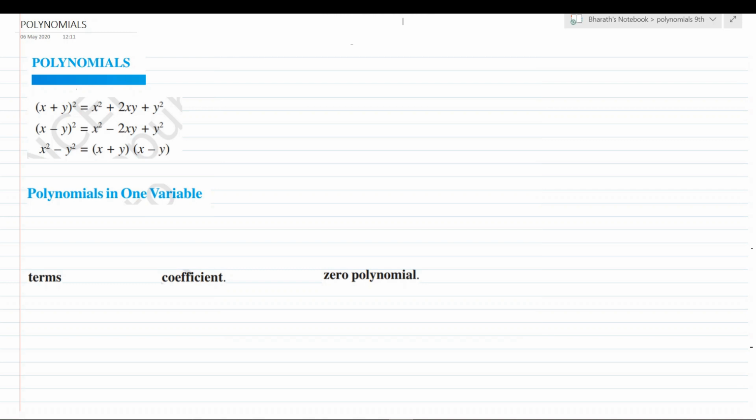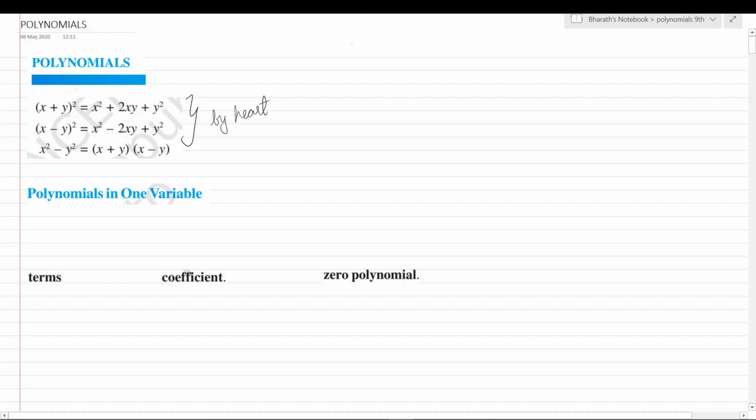So you must know all this: (x + y)² = x² + 2xy + y², and (x − y)² = x² − 2xy + y². Then x² − y² = (x + y)(x − y). These are the standard identities you must learn by heart.